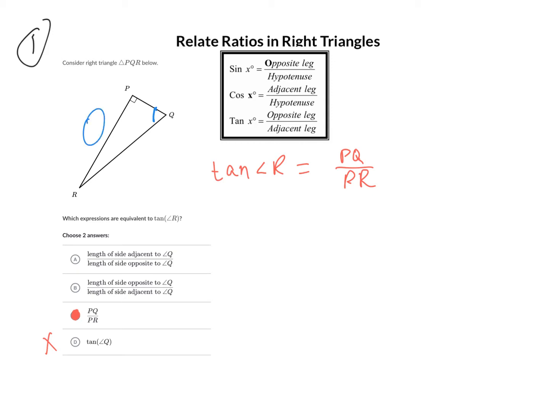Opposite, adjacent, hypotenuse. We want the ones that's PQ over PR, so that would be adjacent over hypotenuse, or sorry, adjacent over opposite. So we want A.